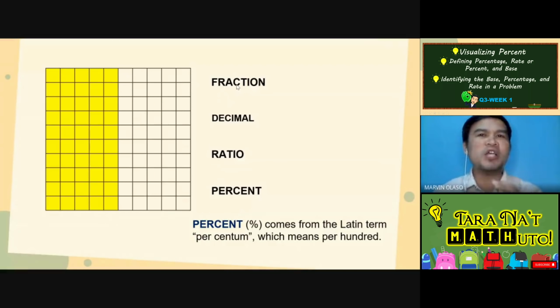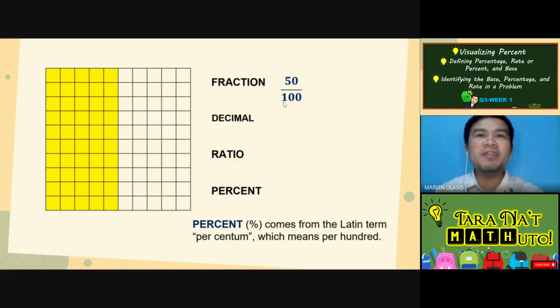What do you think is the fractional part of the figure? Out of 100, itong mga shaded ang ating kinuha. So, out of 100 small squares, there were 50 squares taken. So, we have 50 over 100. Right. So we read it as 50 hundredths.